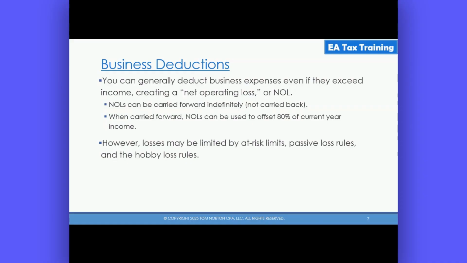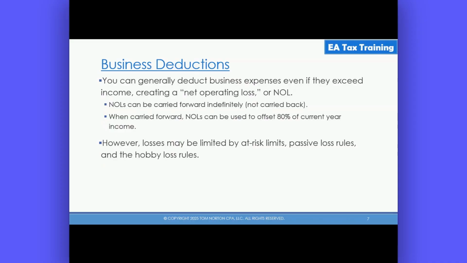You can generally deduct business expenses even if they exceed your income. So this creates a loss, or what's called a net operating loss, or NOL. We talked a little bit about this in part one. NOLs can be carried forward indefinitely, but they cannot be carried back, except there were a couple of exceptions to that you may remember. But in general, NOLs cannot be carried backwards, but they can be carried forward. When they're carried forward, they can only be used to offset 80% of current year income, and then whatever's left you can carry forward to the next year, and so on and so forth.